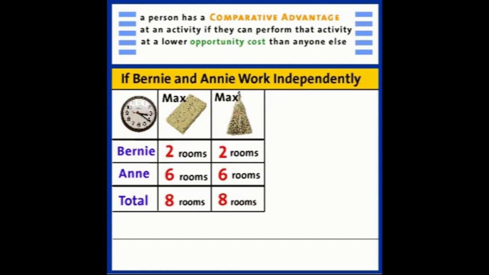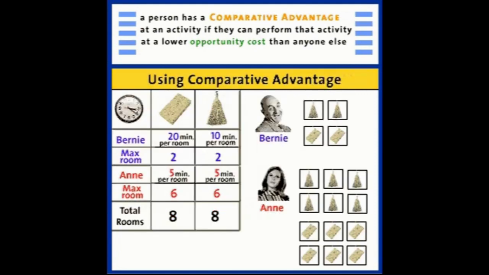And next to each of our players, we have their present production pattern. Bernie is sweeping 2 rooms and scrubbing 2 rooms. Ann is sweeping 6 rooms and scrubbing 6 rooms. Now, we're ready to introduce the concept of comparative advantage.